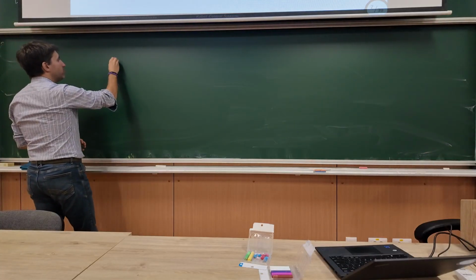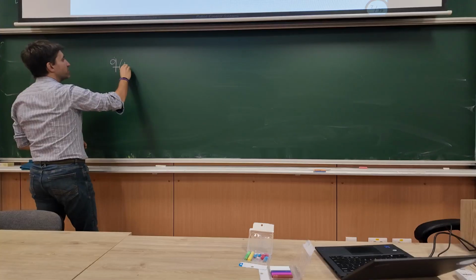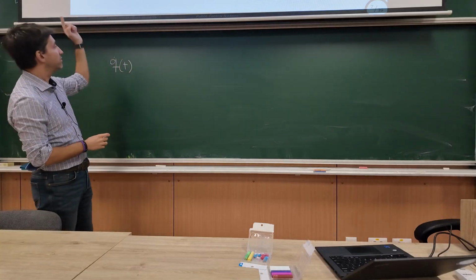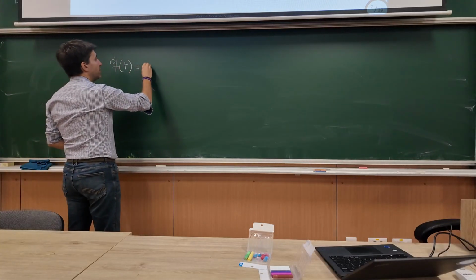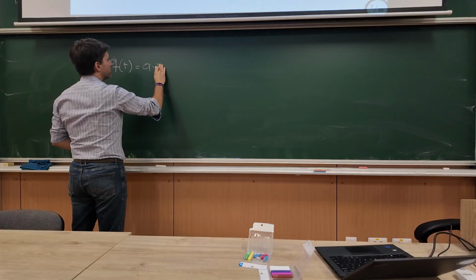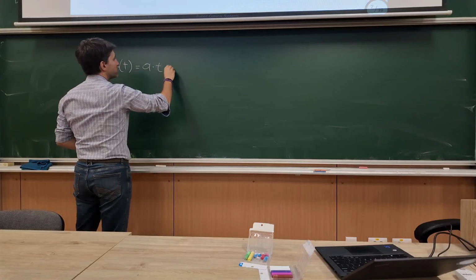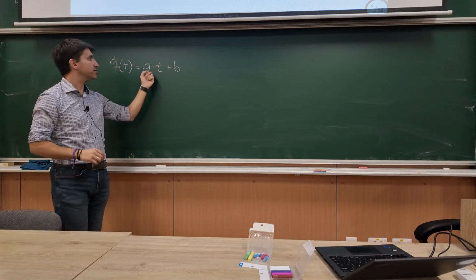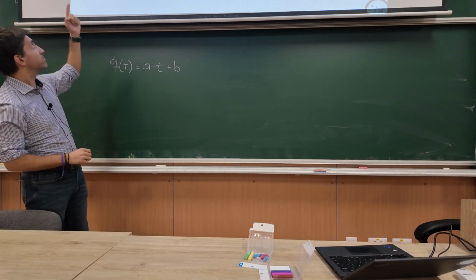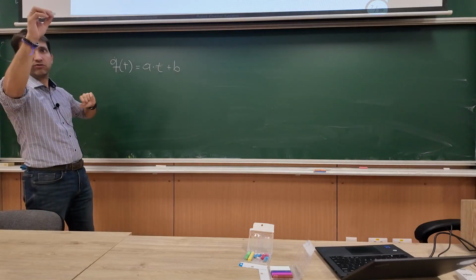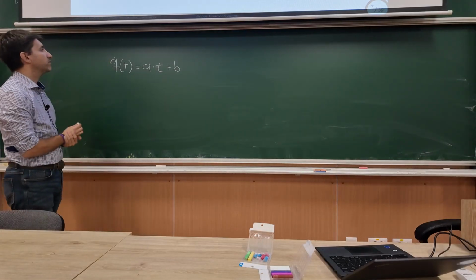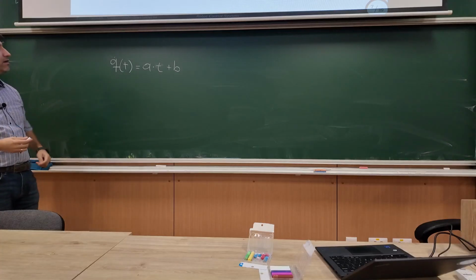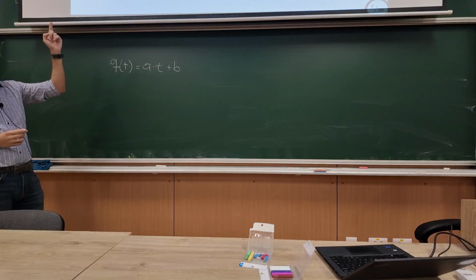Actually, this would be my Q, which would be a function of time: Q(t) = A times t plus B. This would be a line, and I need to find these two coefficients so that the line passes through these two points, because two points define a line. I can write this equation for these two points.